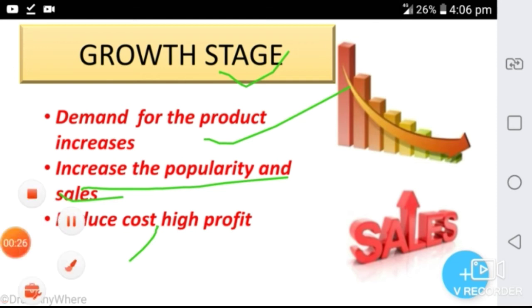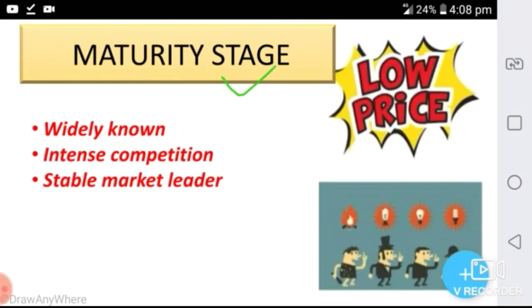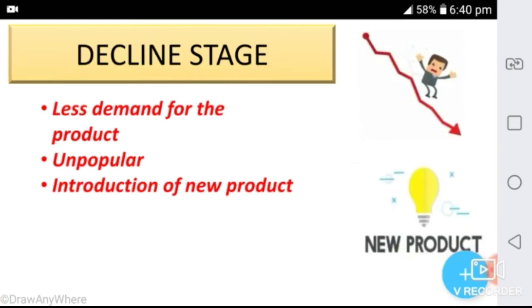Next one, maturity stage. The product is widely known. It is bought by many consumers. Here the competition is intensive. That means a company will do anything to remain a stable market leader, with lower prices and more innovation and adaptation. The last stage of the product life cycle is the decline stage.